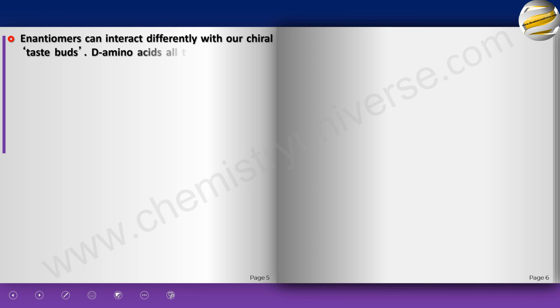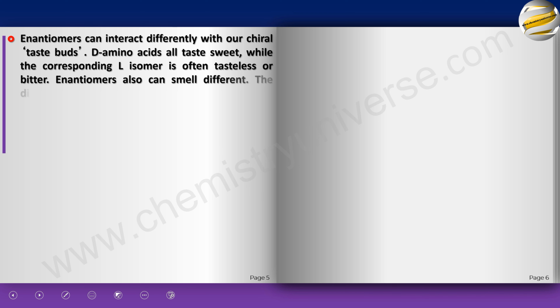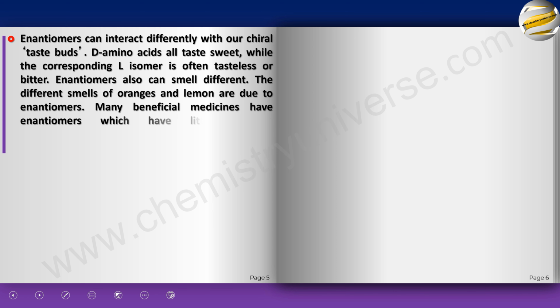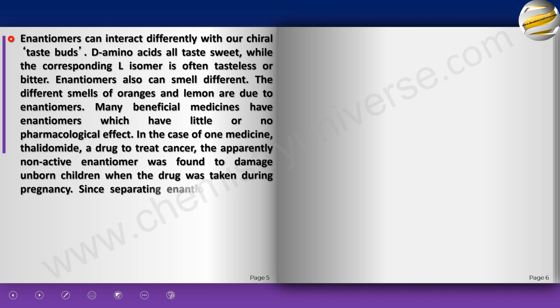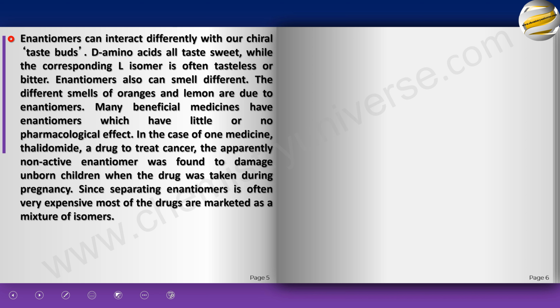Now, enantiomers can interact differently with our chiral taste buds. D amino acids all taste sweet, while the corresponding L isomer is often tasteless or bitter. Enantiomers also can smell different. The different smells of oranges and lemon are due to the enantiomers. Many beneficial medicines have enantiomers which have little or no pharmacological effect. In fact, in the case of one medicine, thalidomide, a drug to treat cancer, the apparently non-active enantiomer was found to damage unborn children when the drug was taken during pregnancy.